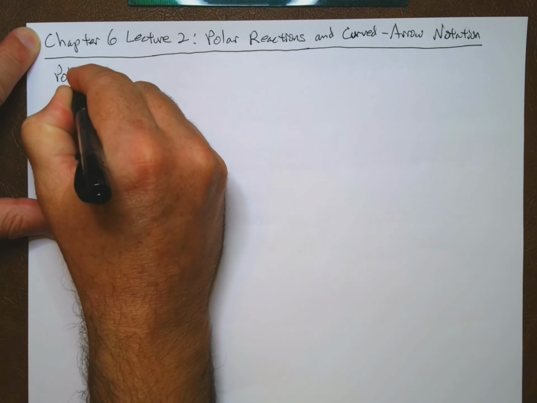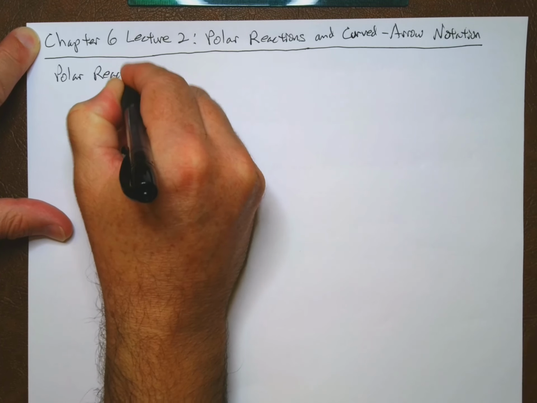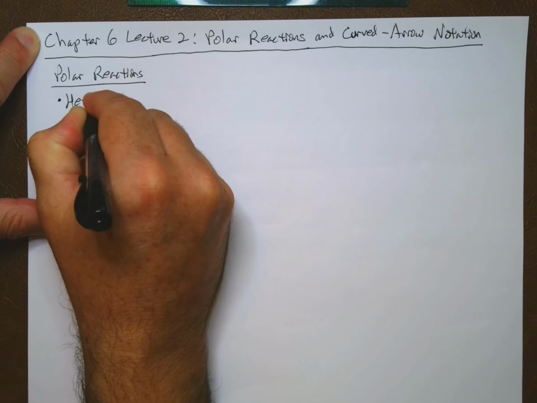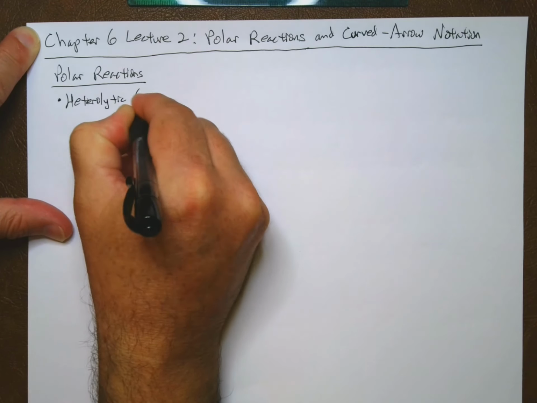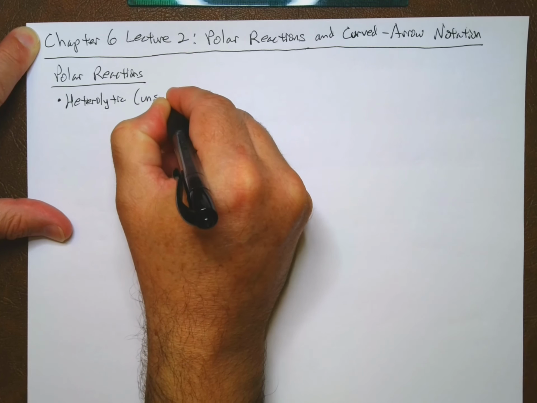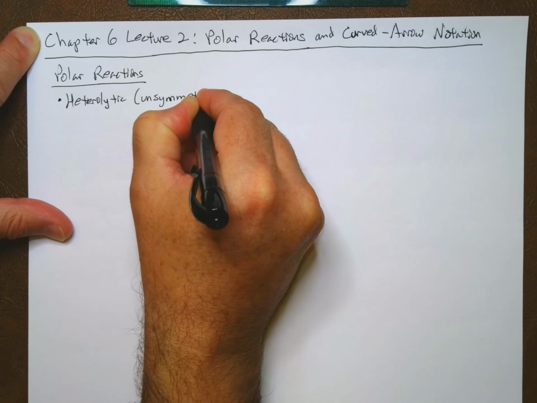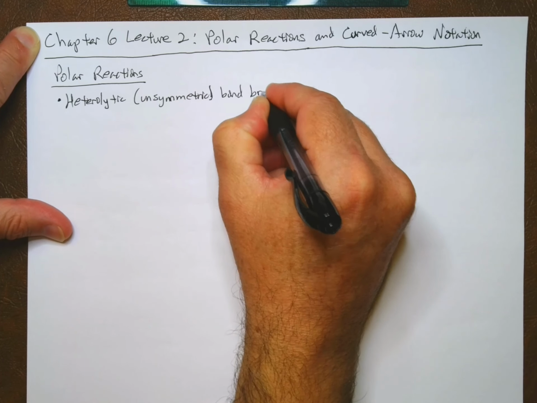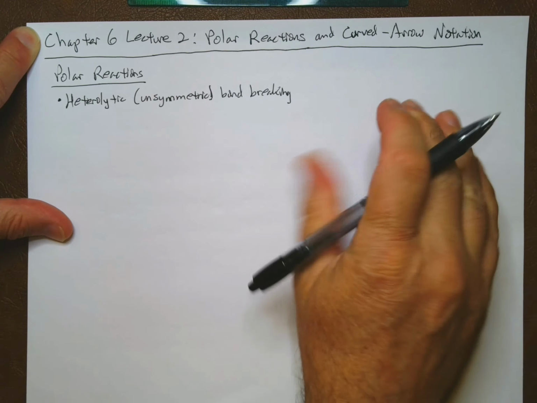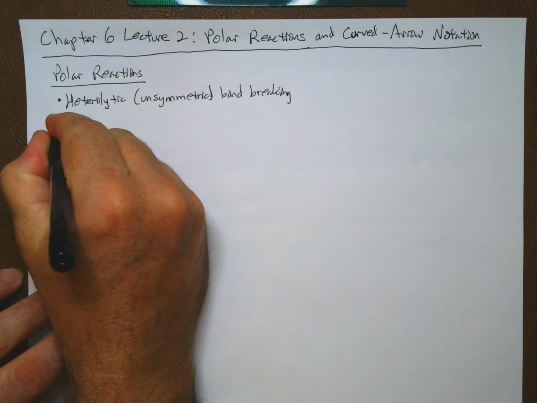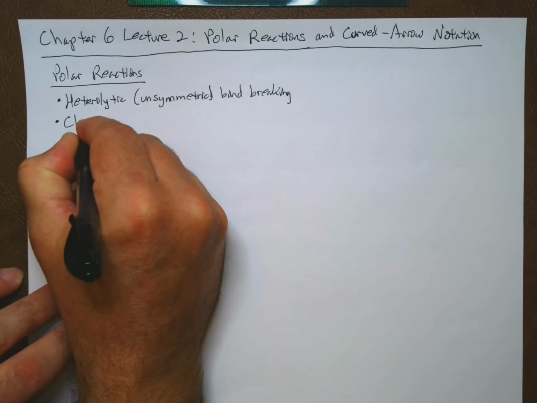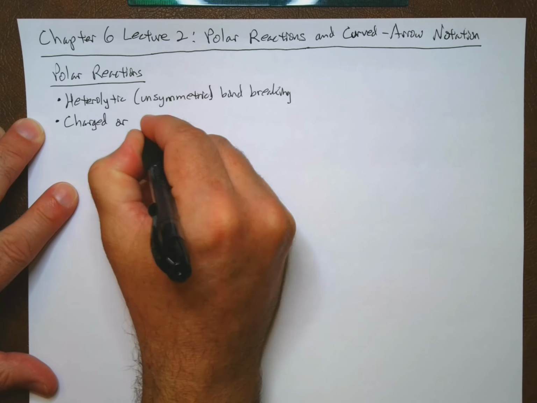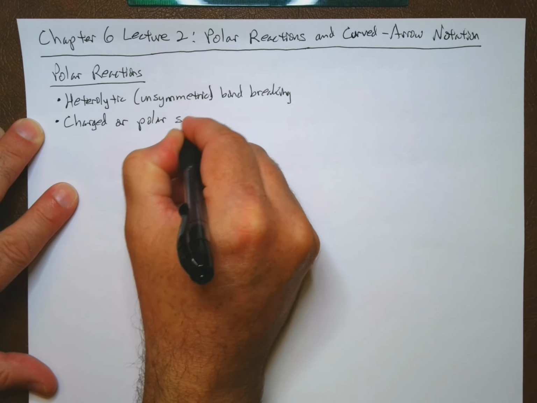So polar reactions feature heterolytic or unsymmetric bond breaking. Now they will also feature charged or polar species.